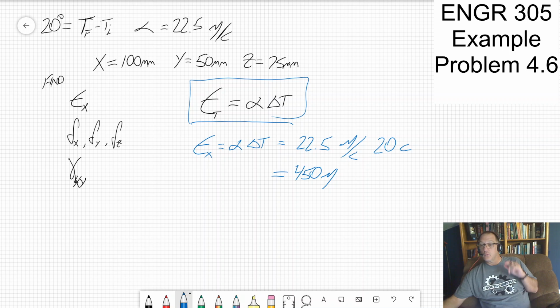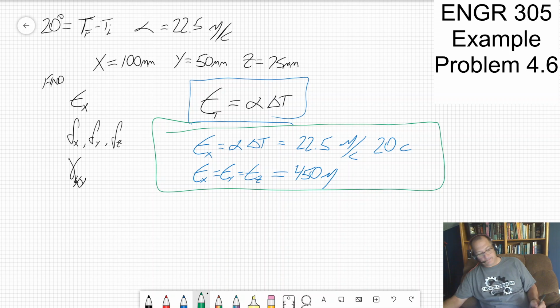So we're going to just keep plugging away. Epsilon X is equal to epsilon Y is equal to epsilon Z. And there's our answer to part A. Part B.